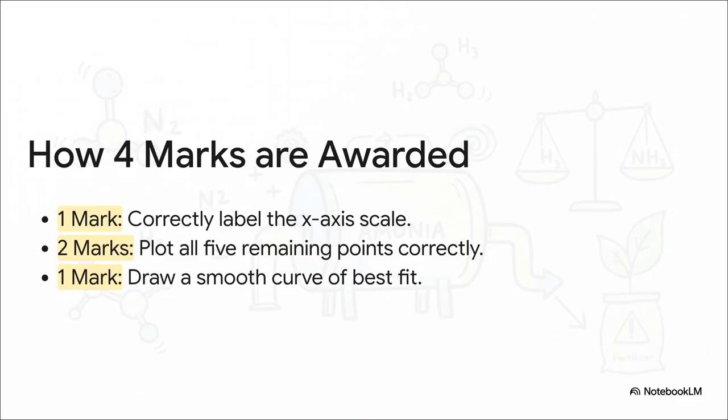So let's talk about where these 4 marks come from, because this is super important. You get 1 whole mark just for correctly labeling the scale on the x-axis. Then you get a whopping 2 marks for plotting all 5 of the other points correctly. And that last mark, the one so many people forget, that's for drawing a smooth line of best fit. Seriously, don't just connect the dots with a ruler. It needs to be a curve.